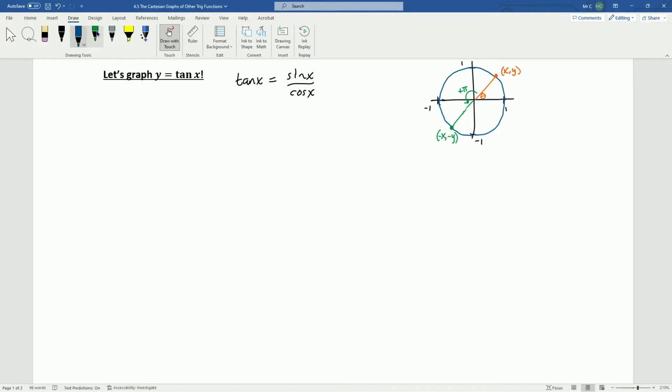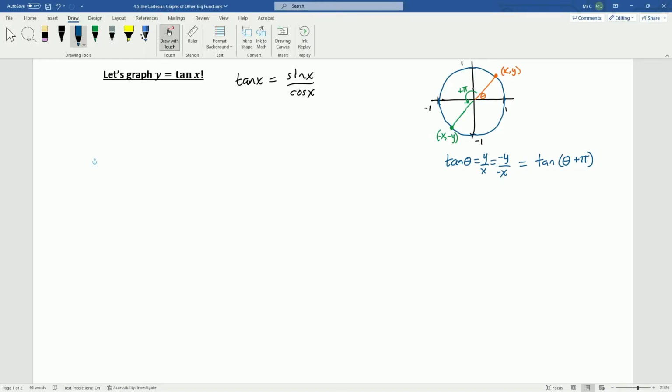So then what do I see here? I see that tangent of theta, which is equal to y over x, is the same thing as negative y over negative x. But negative y over negative x is the same thing as tangent of theta plus pi.